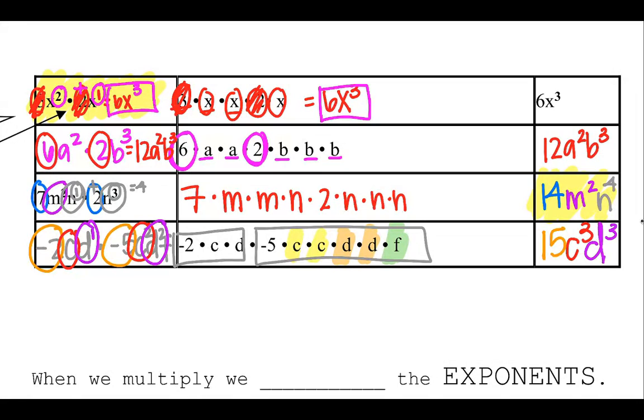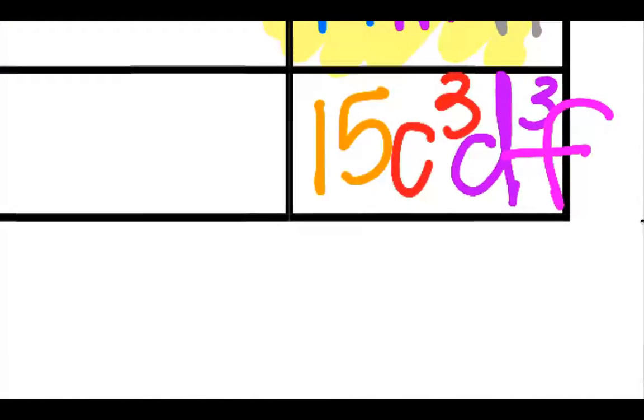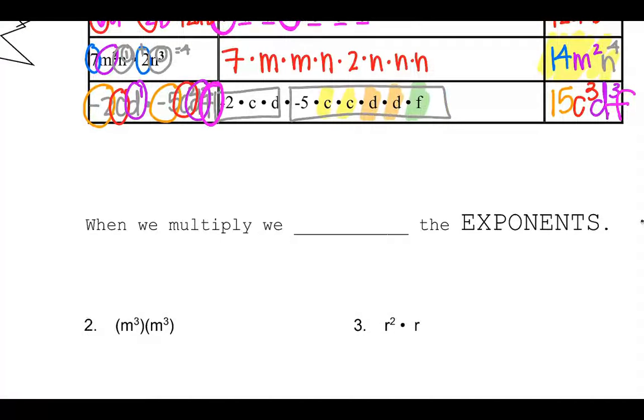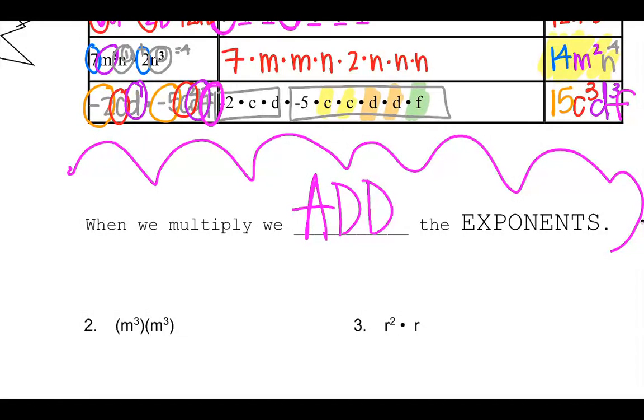And lastly, I have this little f hanging out. He's all by himself. He doesn't have anybody else, so I just add him on at the end. So this would be written in simplest form. That's how you multiply exponents. Again, we learned when we multiply, we do what with the exponents? Add. This is the rule. It's on your formula chart.